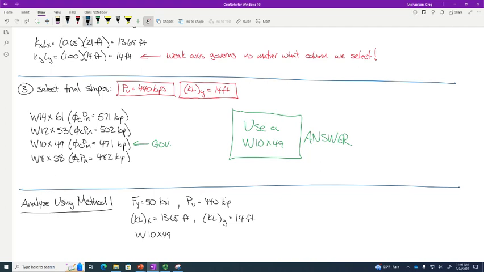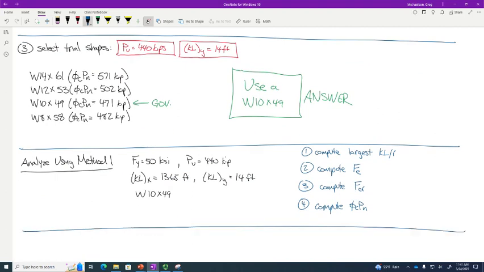So there's nothing stopping us from saying, compute the largest KL over r, compute Fe, compute F critical, and then compute phi Pn. Now, I'm not going to make us do this in class today, but for column design problems, I generally think that this is a good idea.